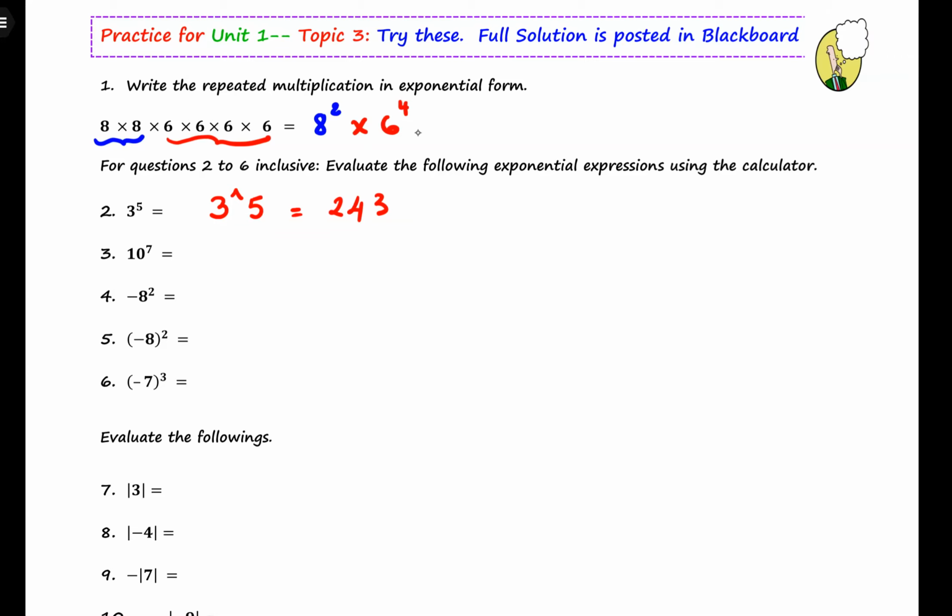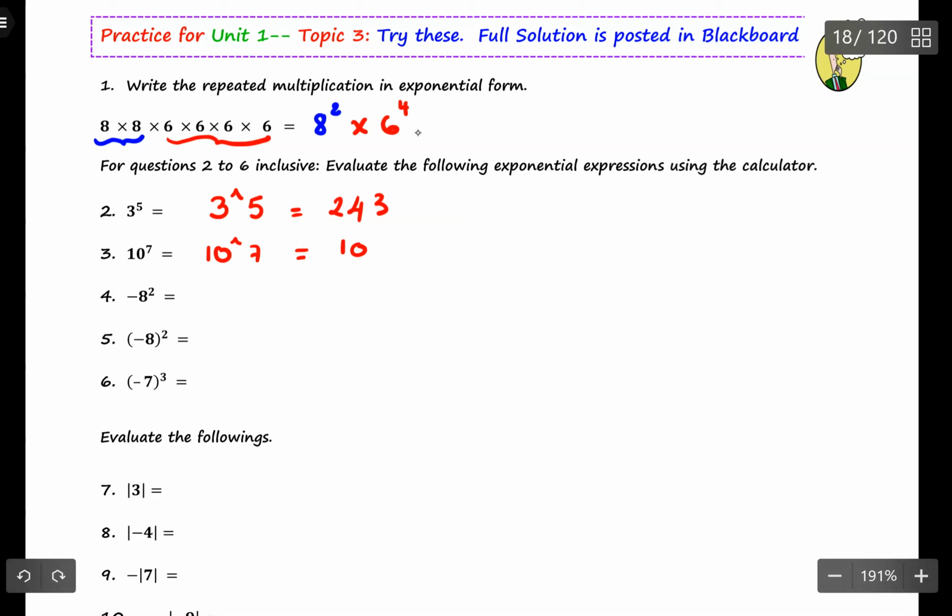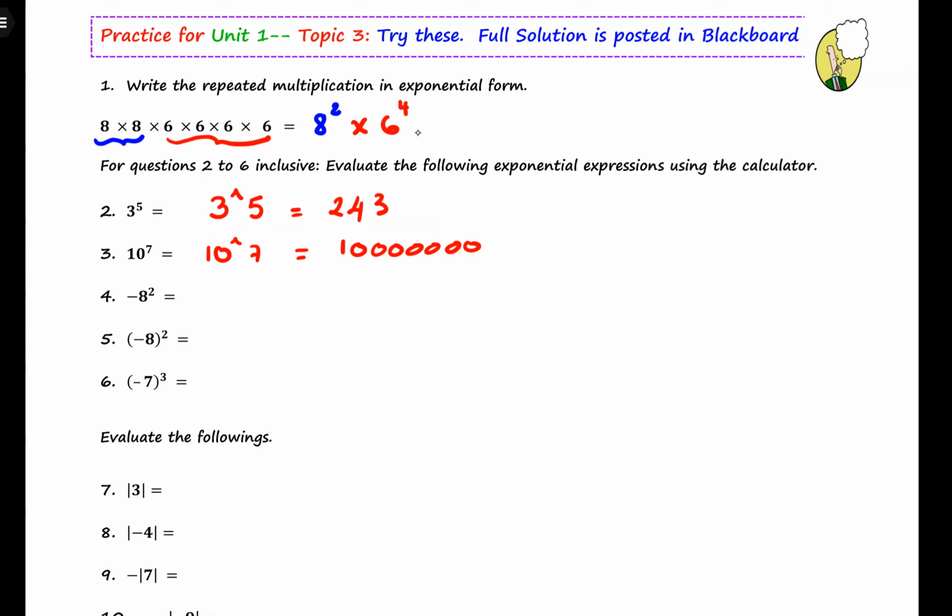Again, 10 to the exponent 7, so you write 10, the hat, and 7, and your calculator should give you the 70 after your number 1. Alright, so let's make sure that we have 70. 1, 2, 3, 4, 5, 6, 7.